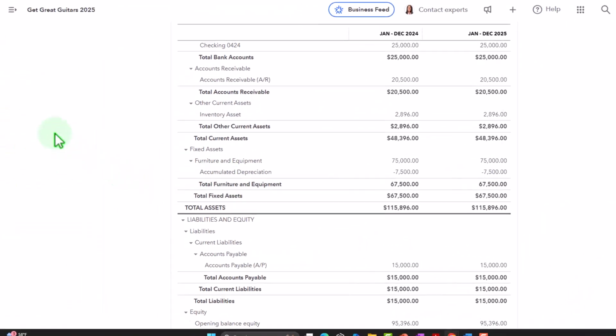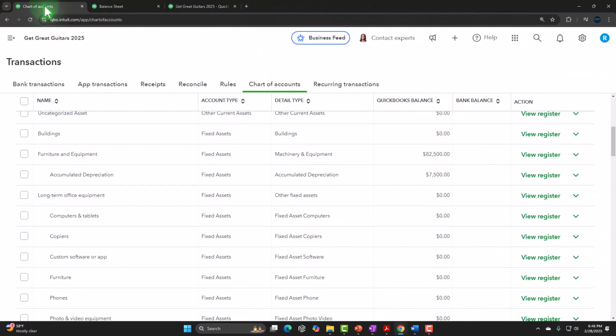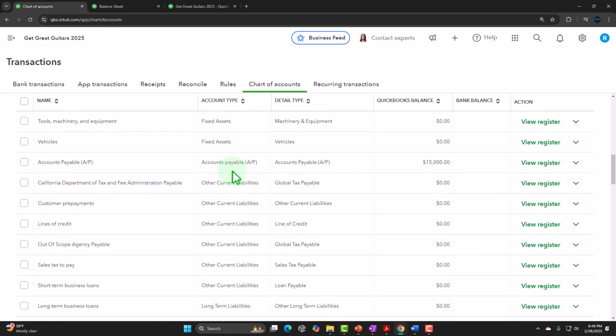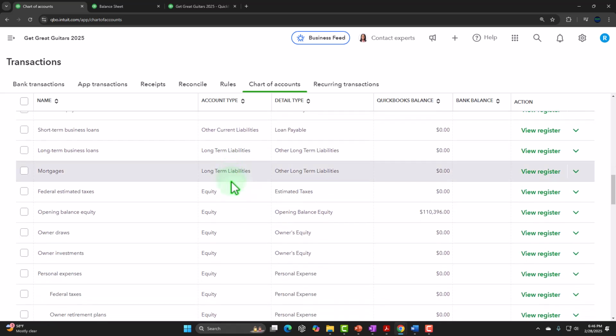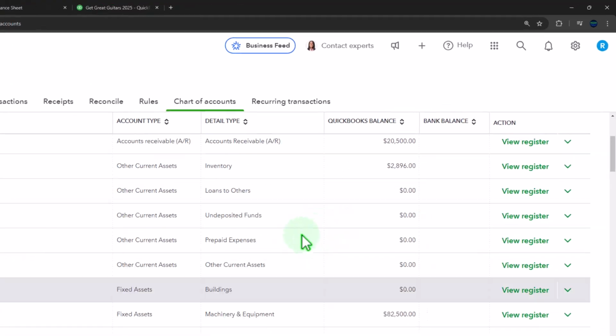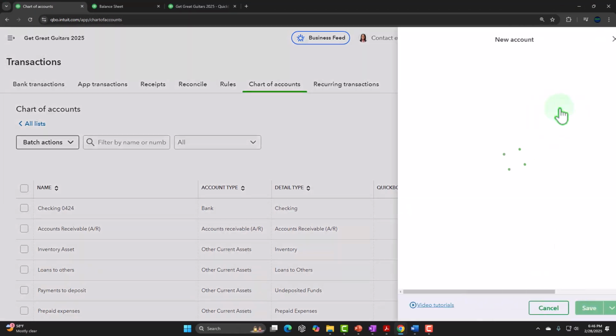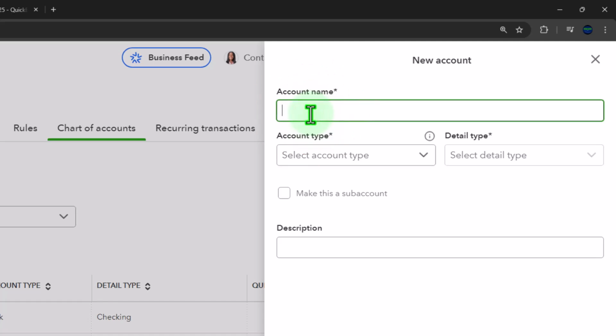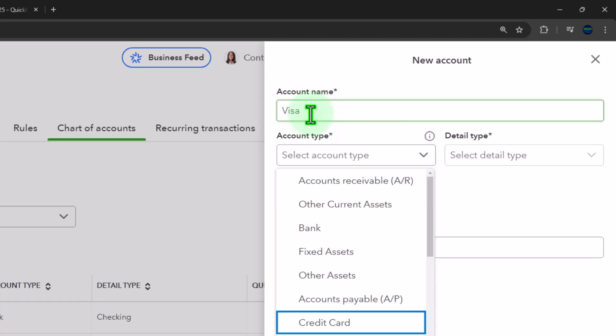So let's go back on over and just add that one. Let's see if they gave us an account for a credit card and see if I can just use that one. So other current assets. So we don't have one for credit cards, it looks like. So I'm just going to add a new one. New account. It's going to be Visa. It's going to be a credit card type account. It has to be a credit card, not an other current liability, because it has a special need, the capacity to connect to the bank.